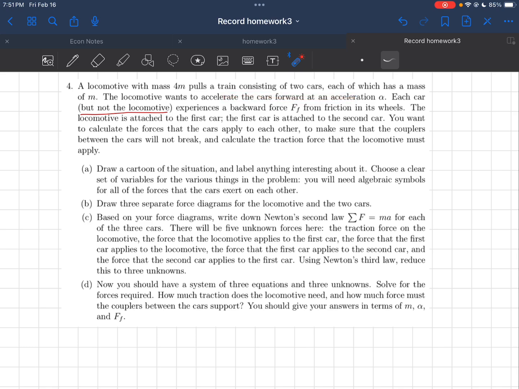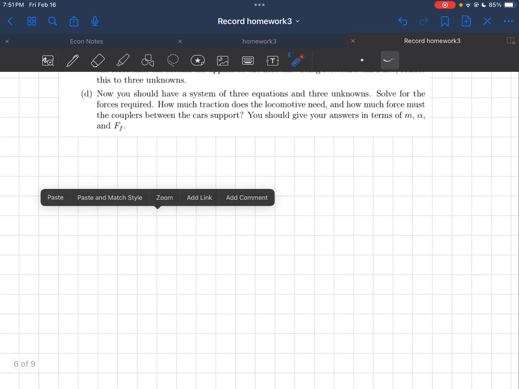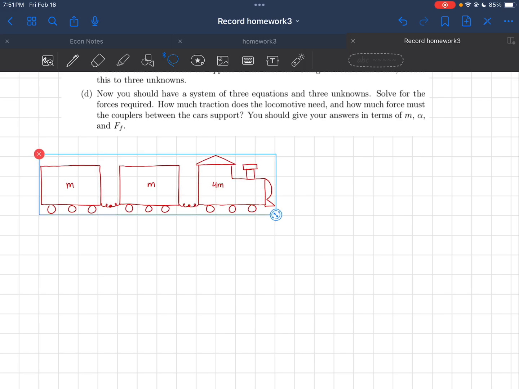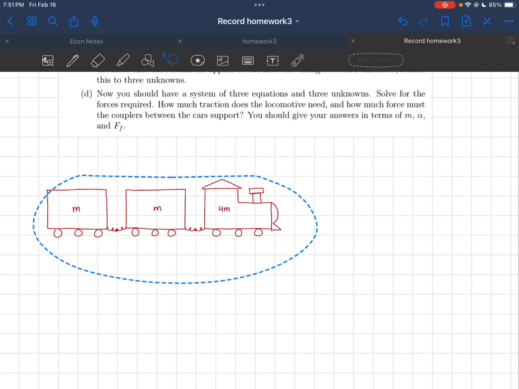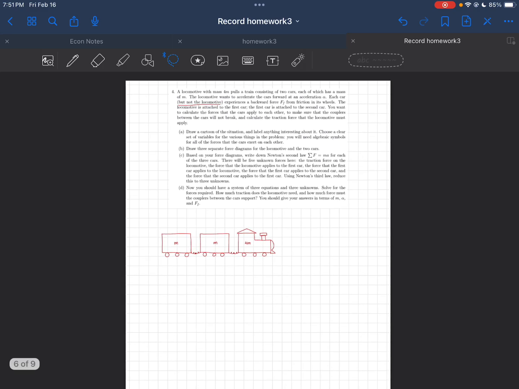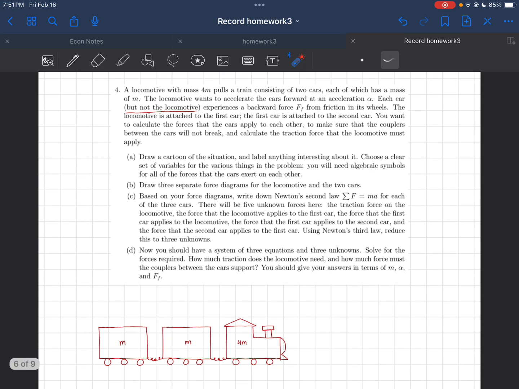Moving right along again, we have our locomotive with a mass 4m pulling a train consisting of 2 other cars. Each of the cars has a mass m, but the locomotive has a mass 4m. The first thing I want to do is draw a picture of that before I do anything else. So fortunately, I have my train picture ready to go with my masses all labeled on each of the cars. And each of the cars is experiencing a backward force of friction in the wheels, and the locomotive is attached to the first car, which is attached to the second car.